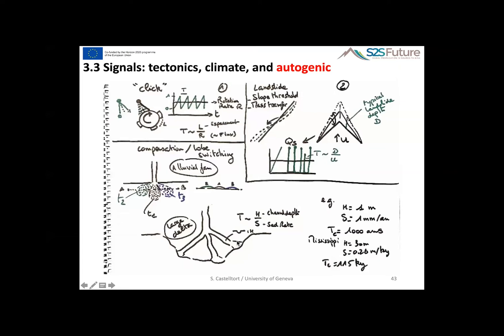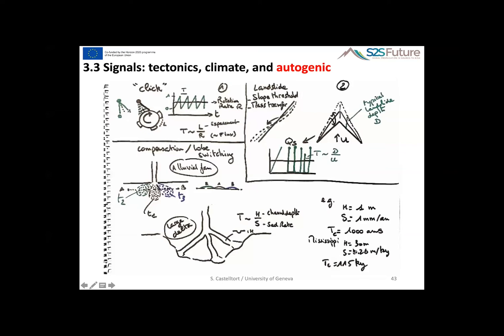And Wang and Kyle Straub and others, Hajek, Elizabeth, they've done exactly those experiments in the lab, and then on deltas, and they come to this expression that the typical time scale of compensation can be approximated in terms of dimensions as h, the channel depth, divided by the rate of sedimentation. And so for a system with h equal 1 meter and s equal 1 millimeter per year, we would have a TC, time scale of compensation, of 1,000 years.